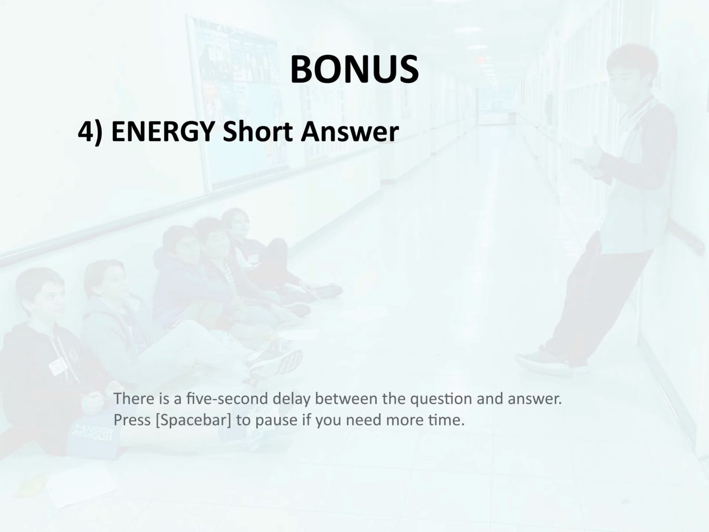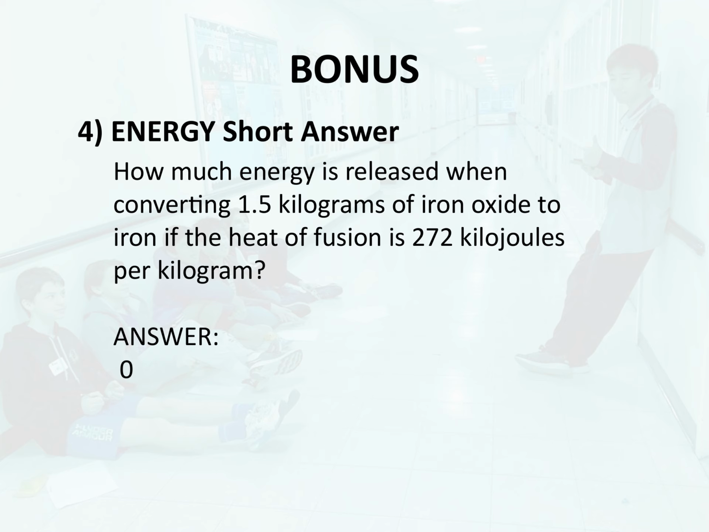Bonus 4. Energy. Short answer. How much energy is released when converting 1.5 kilograms of iron oxide to iron if the heat of fusion is 272 kilojoules per kilogram? Answer, 0.